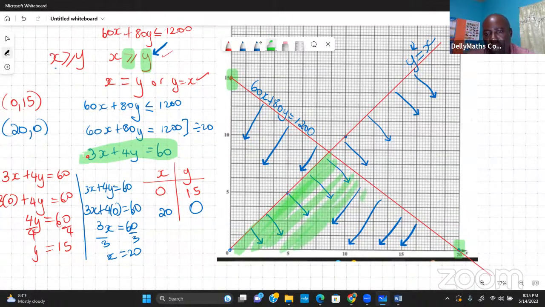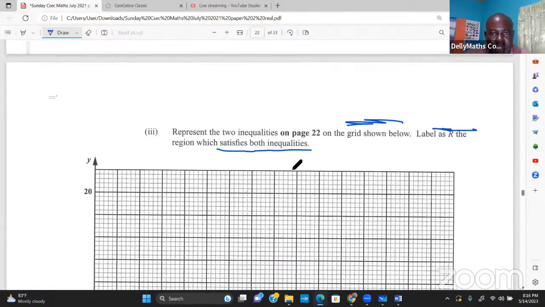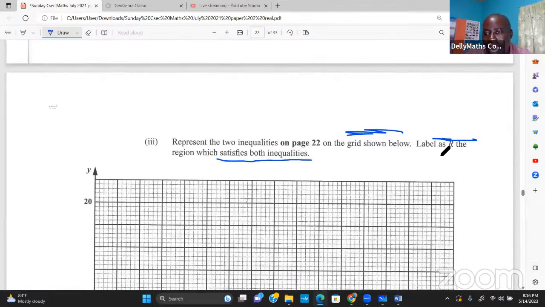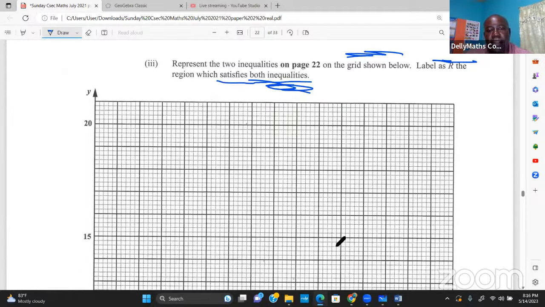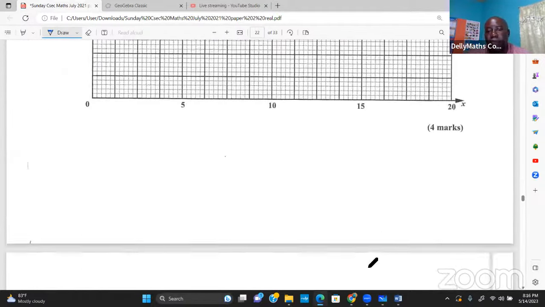Everybody should see that this is the triangle that is dealing with this part. So we're going to call it R, as they say. There it is, R, right? Now let's look back. Let me look at what they did say. Label as R the region which satisfies both. So there it is. That's the region that satisfies both.